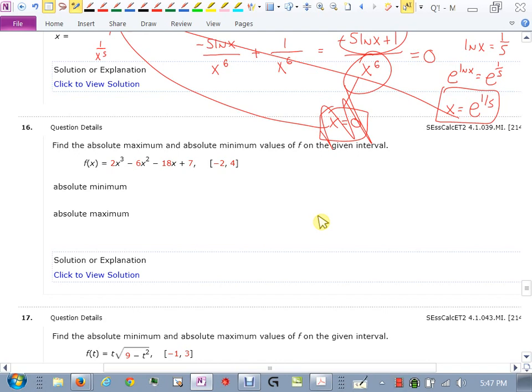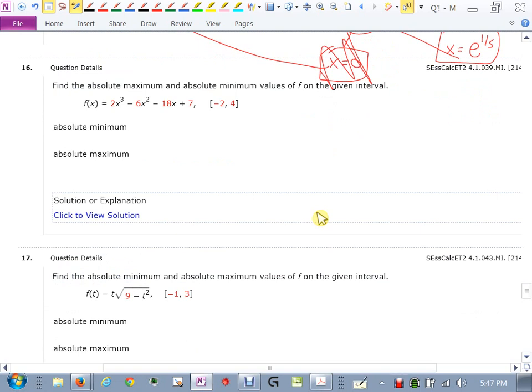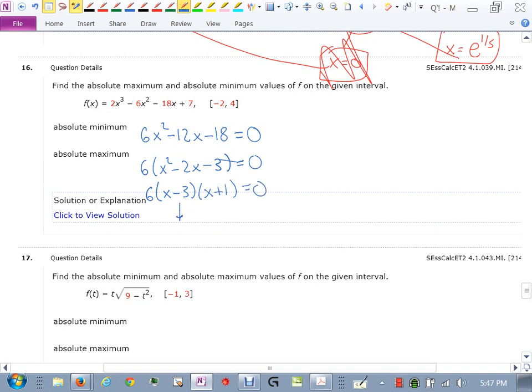Find the absolute maximum values on the given interval. So here's what we're going to do. We're going to first find the critical number. So we take the derivative of what's here: 6x squared minus 12x minus 18. We set it to 0. Factor 6 out, x squared minus 2x minus 3. We go ahead and we factor this: (x minus 3)(x plus 1). And then our only two answers are 3 and negative 1.